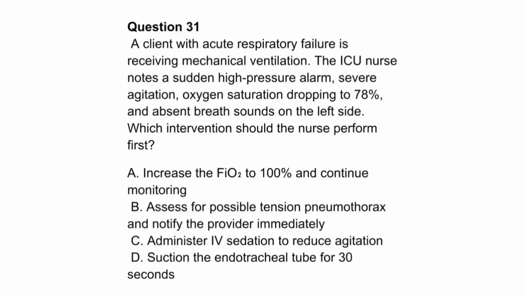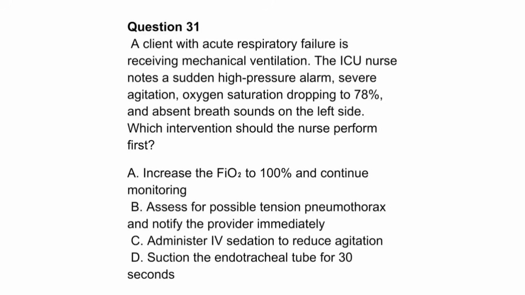outcomes. Question 31. A client with acute respiratory failure is receiving mechanical ventilation. The ICU nurse notes a sudden high-pressure alarm, severe agitation, oxygen saturation dropping to 78%, and absent breath sounds on the left side. Which intervention should the nurse perform first? A. Increase the FiO2 to 100% and continue monitoring. B. Assess for possible tension pneumothorax and notify the provider immediately.